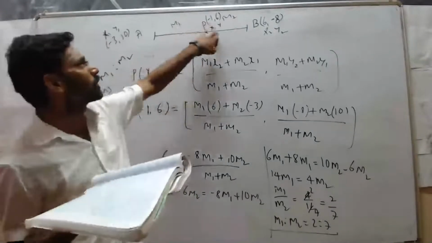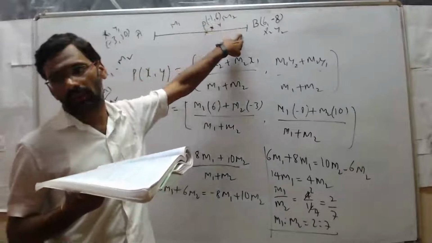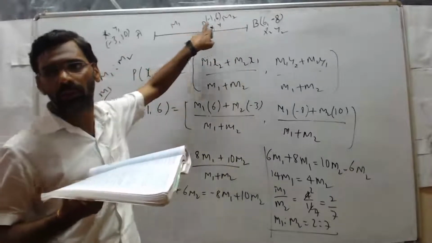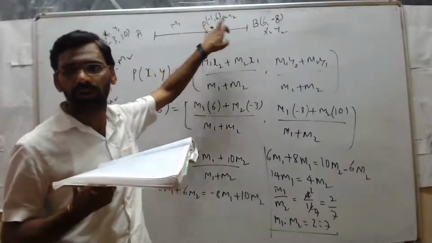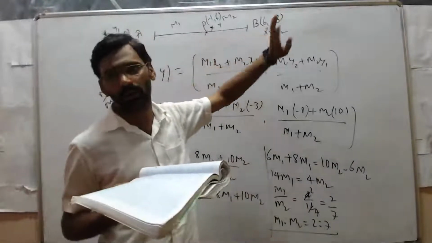If ratio is given, we have to find coordinates. If coordinates are given, we have to find ratio. And here x1, y1, x2, y2.